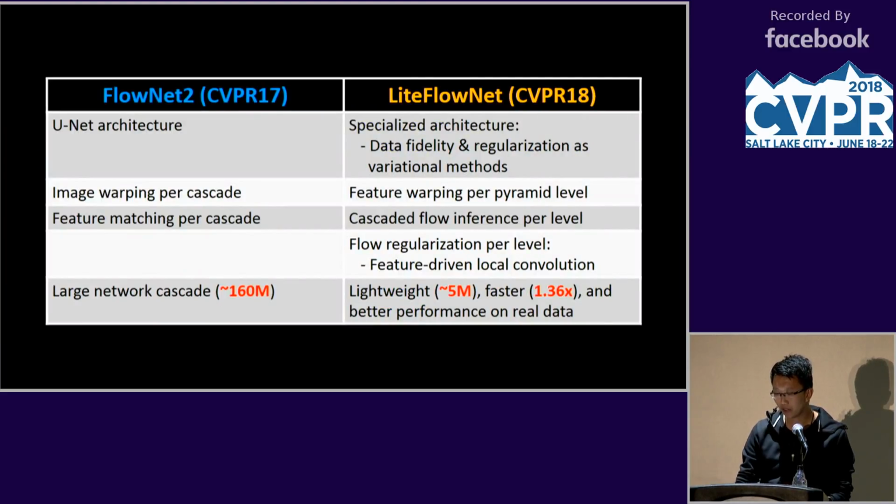Here are some key differences between FlowNet 2 and our LightFlowNet. First, we design a specialized architecture that corresponds to data fidelity and regularization terms. Second, we address the problem of large flow displacements by feature warping instead of image warping. Third, we introduce a cascaded flow inference for more accurate flow field estimation.